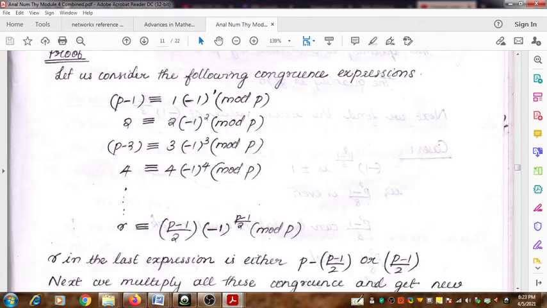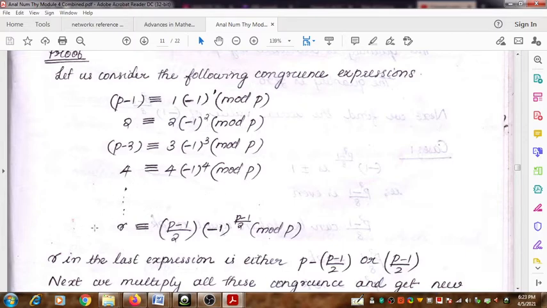Next equation is 2 is congruent to 2 into (-1) squared mod p. Next is p minus 3 is congruent to 3 into (-1) cubed mod p. Next, 4 is congruent to 4 into (-1) raised to 4 mod p, and you can extend this by writing it this way.